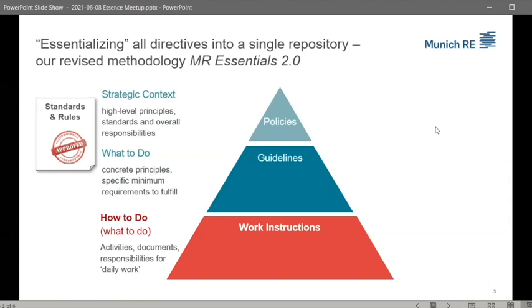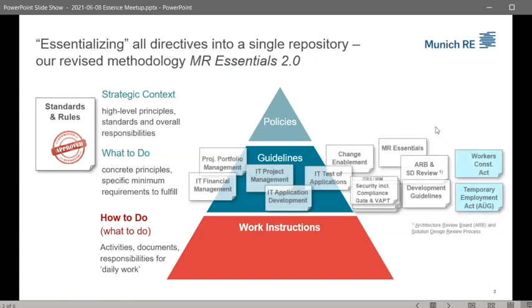A native speaker will tell you a guideline in native English has a character of recommendation, not mandatory. Well, someone in Munich-Re decided it's called guideline nonetheless, but still, guideline in our context is mandatory.